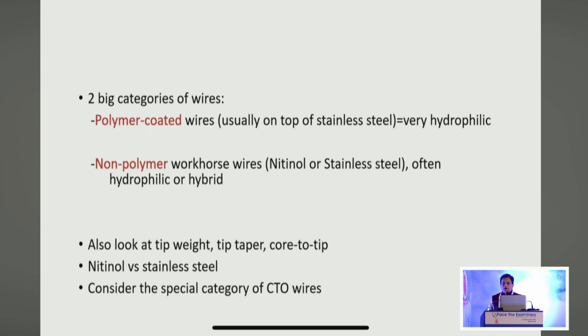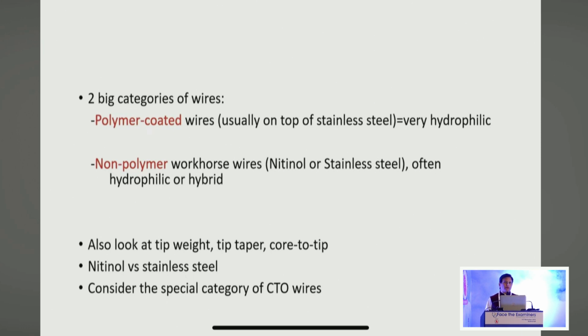People have categorized wires in different ways, but I personally feel the wires should be categorized broadly into two categories, whether it's polymer coated or non-polymer coated. Okay. People have a tendency, because this is a little tricky. Polymer coated wires usually have the coating on top of stainless steel, and are very hydrophilic. Non-polymer workhorse wires are nitinol or stainless steel, often hydrophilic or hybrid.